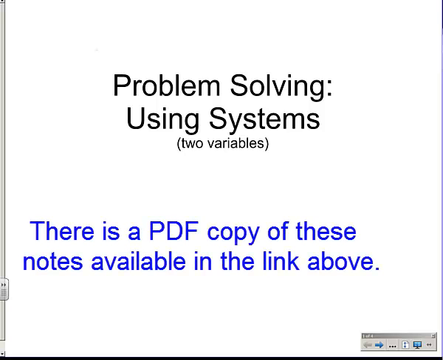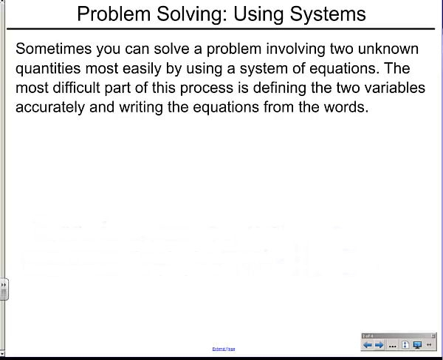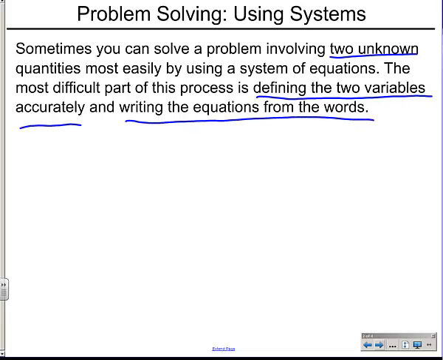Hello and welcome back. For this video we'll discuss problem solving using systems. Sometimes you can solve a problem involving two unknown quantities most easily by using a system of equations. Since a system of equations generally has two unknown quantities in it, it works perfectly. The most difficult part of this process is defining the two variables. Of course we have to do it accurately, and then in turn write the equation from the words itself.